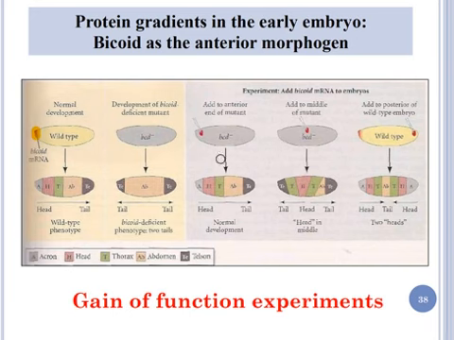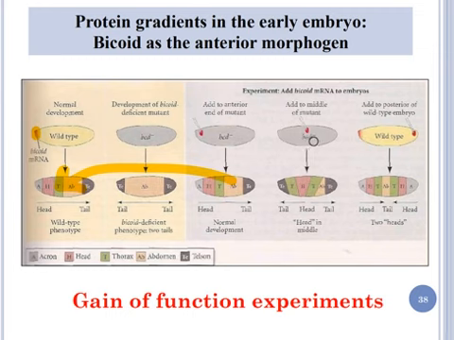And if we make gain of function experiments, what does it mean? It means in a mutant embryo for bicoid, we add bicoid expression to the anterior domain in order to rescue the mutant phenotype. So when we added bicoid anteriorly, we can see that we rescued the normal development and we get the head formed at the anterior compartment as is the case for the normal wild-type embryo.